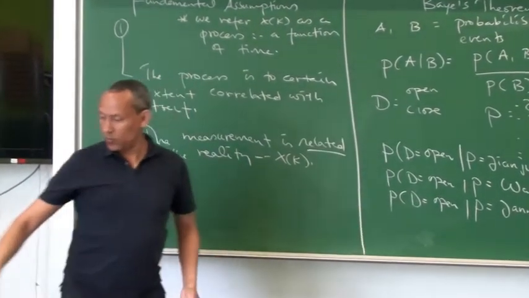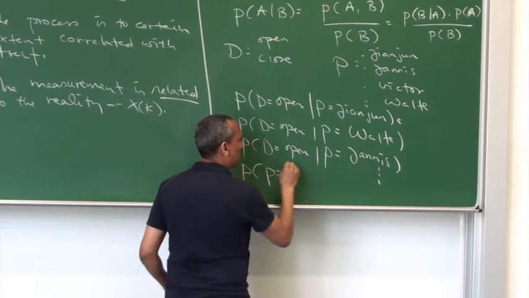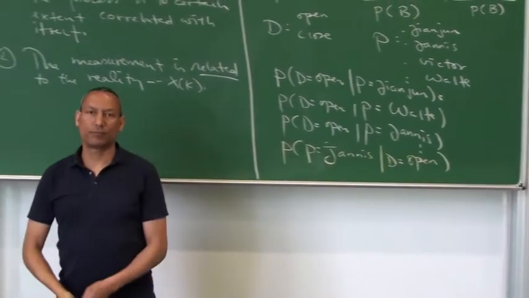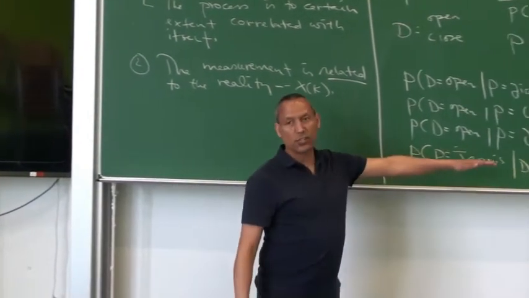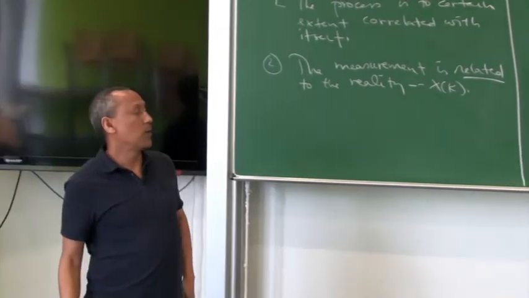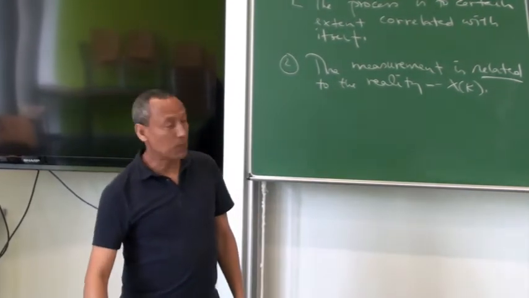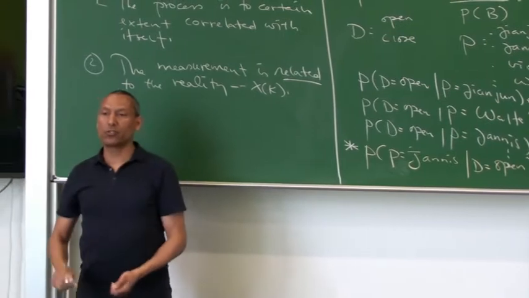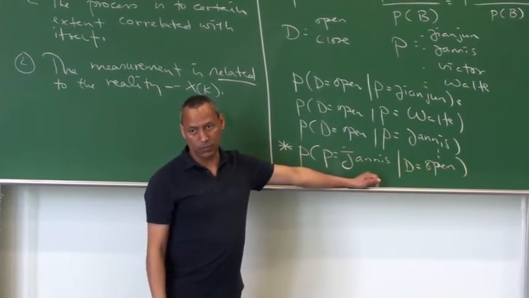In other words, we want to know the probability that the person is Yanis, given that the door is open. There is no mechanism, there is no device on earth that tells you this. Even if Yanis confesses that he has left the door open, you may not believe him. Suppose he's done it just for the sake of establishing peace among each other. That means this is something you cannot measure, you cannot observe. There is no mechanism on earth that can grant you this probability.